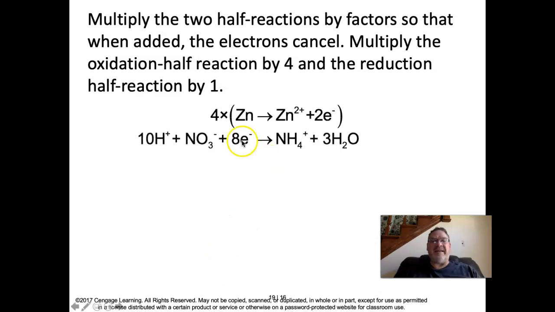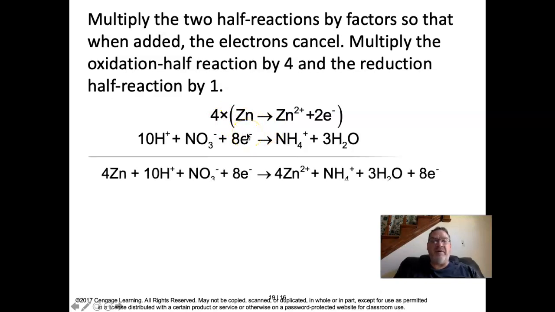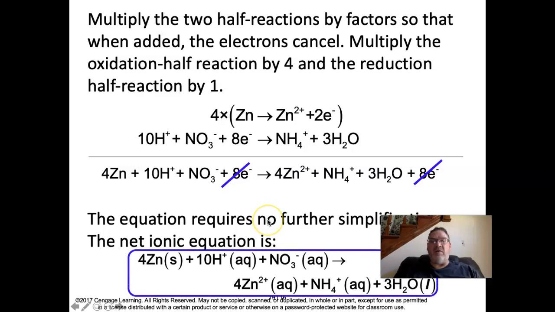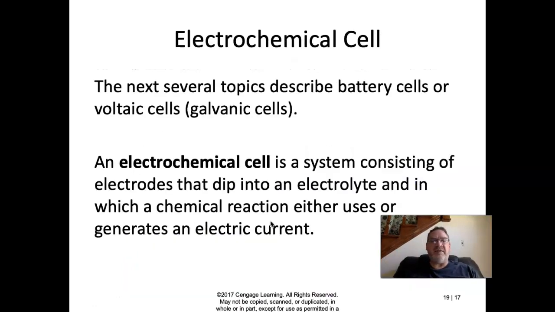We want the electrons to cancel out, 2 and 8. So hey, we're multiplying that by 4. The electrons cancel out. We get our overall reaction. Okay, so there's not a whole lot of difference. Just go through it step by step as you do this.